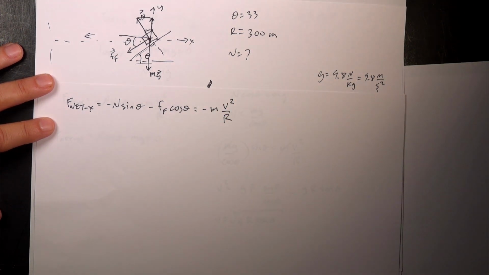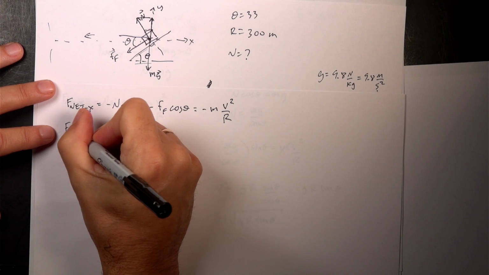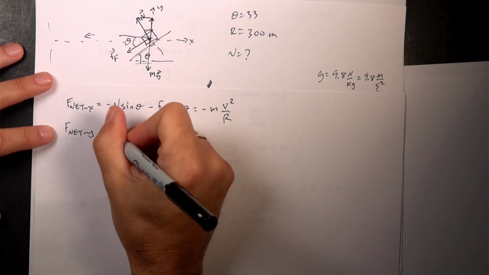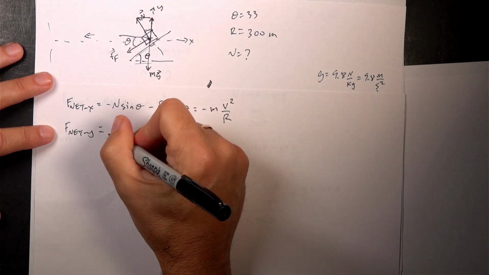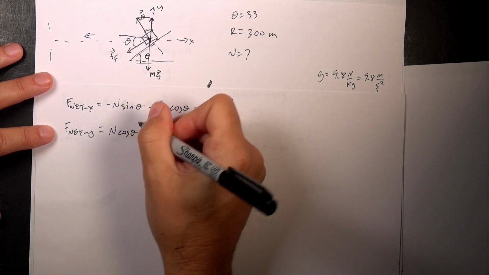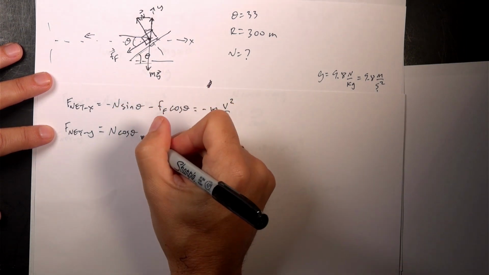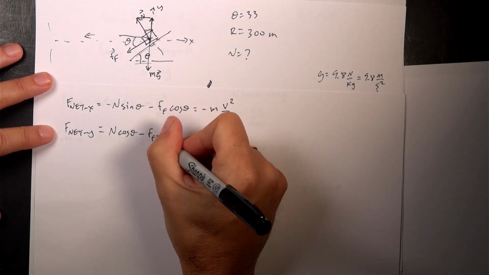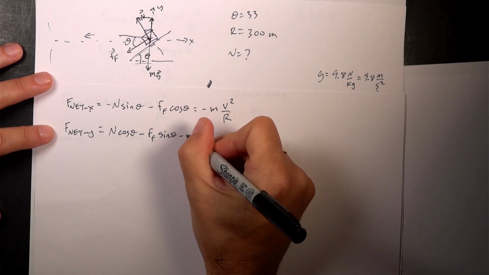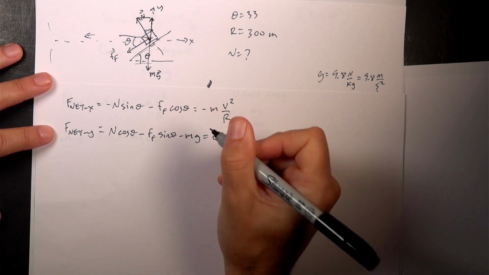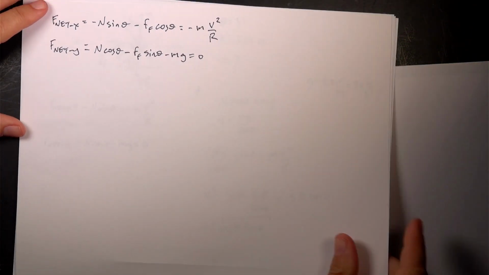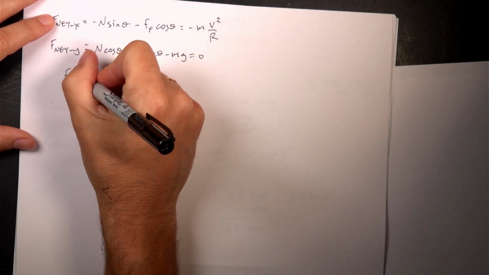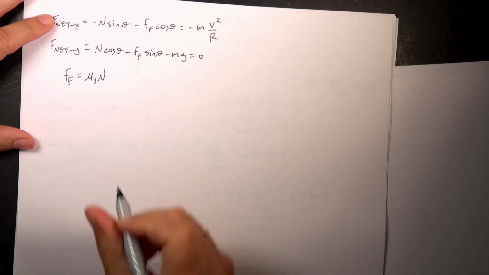Now, in the y direction, I have F net y. I have the component of the normal force, N cosine theta. Then I have a component of the friction force, minus F_f sine theta. And then I have the gravitational force, minus mg, and that's equal to 0. Okay, so finally, if it's at the fastest speed, then I can say the F_f magnitude is equal to the coefficient of static friction times N.